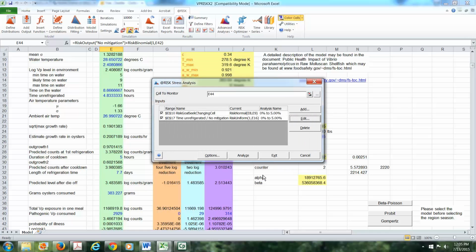Now the reason I'm doing this is I'm curious. I would like to know if we could restrict catch to times when the water is cool. How effective would that be in reducing illnesses? Or if we could restrict the time that watermen leave the oysters unrefrigerated, how might that affect the number of illnesses? So once I get my model set up, I hit Analyze, which I've already done.